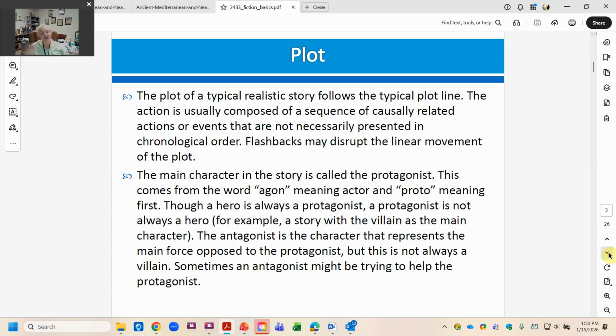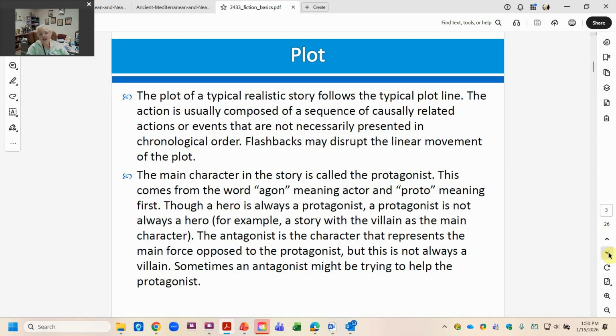So again, flashbacks can disrupt linear motion, and then some plots will be completely nonlinear. If you've seen the movie Pulp Fiction, that does not follow any kind of chronological order, and that's part of the charm, but also part of the mystery to kind of figure out, right? But pretty much everything that you're going to study in most of the survey classes, until you get maybe into more contemporary eras, is going to be pretty linear.